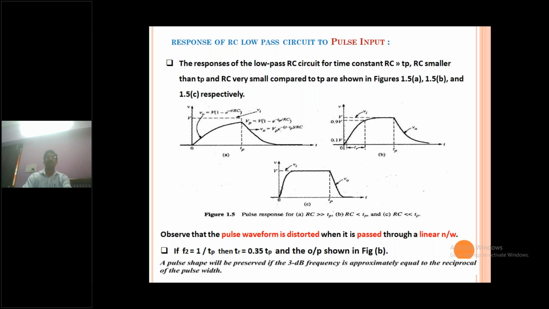So what are the different time constants to be considered here? The first case is RC far greater than TP. That means the capacitor has a very large value, so automatically the time constant is very large compared to the pulse width.